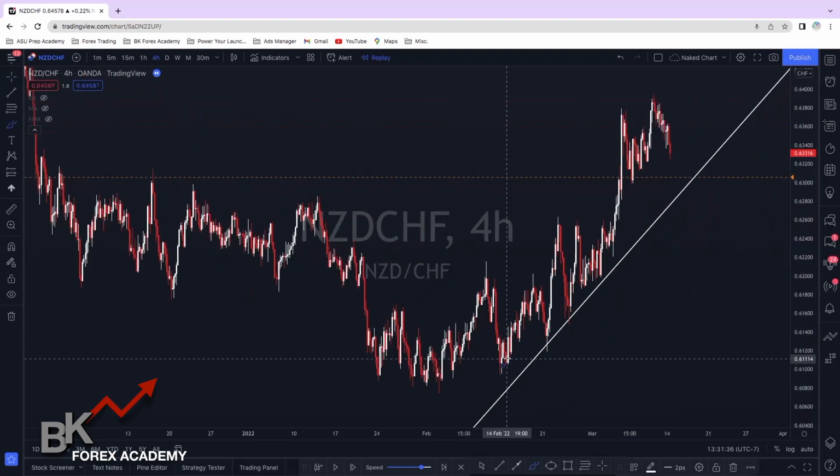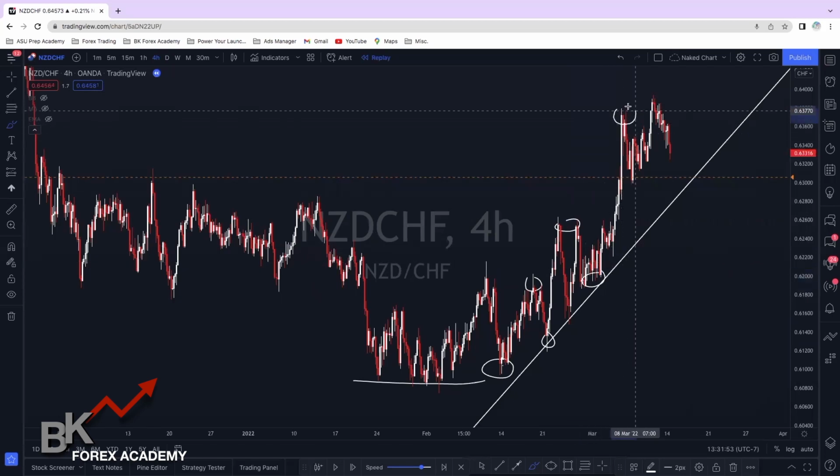So for those who are new, this is how we identify an uptrend, okay? We have a low, because this is as low as it's been here. Then we have a higher high, a higher low, a higher high, higher low, higher high, higher low. You get the picture. Higher high, and so on and so forth. So we have a series of higher highs and higher lows. That's how you identify an uptrend.